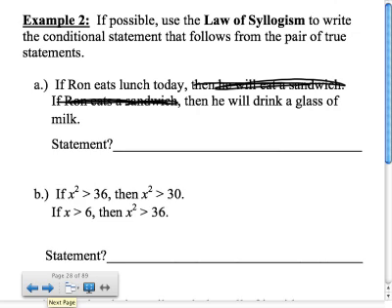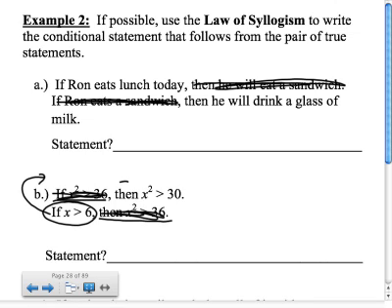Part B says, if x squared is greater than 36, then x squared is greater than 30. If x is greater than 6, then x squared is greater than 36. Okay, now you'll notice the way it's written, you'd say, oh, well, you can't do anything. However, if I think of this one as coming first, then this conclusion and this hypothesis match up. Therefore, the conclusion I can draw is, if x is greater than 6, then x squared is greater than 30.